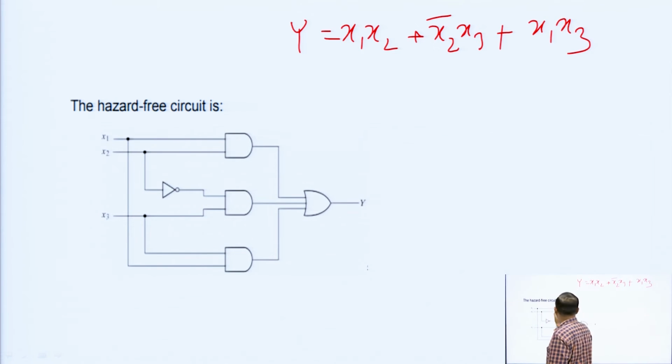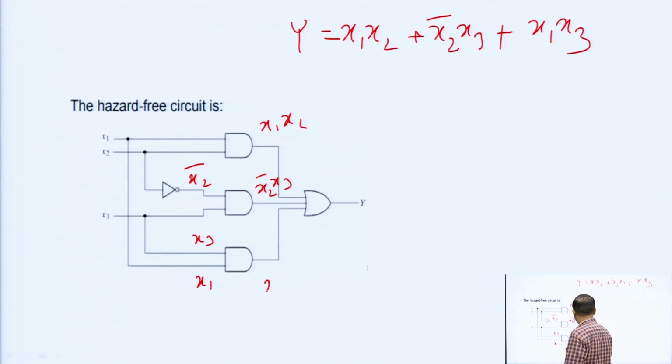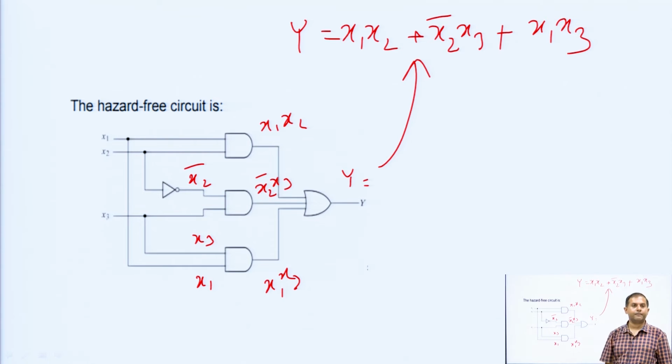See, this is nothing but an AND gate, this is x1 x2, this is x2 bar x3, so this will be x2 bar x3, and this is nothing but x1 and x3, this will be x1 x3. So, the final output will be coming as the addition of these 3. Okay. The hazard free circuit is clear.